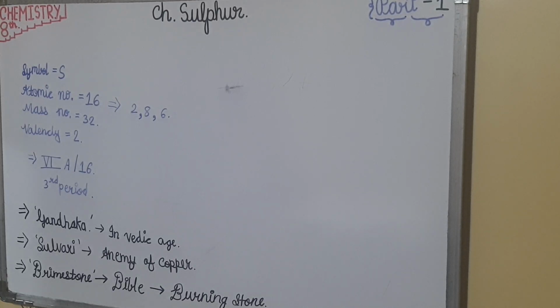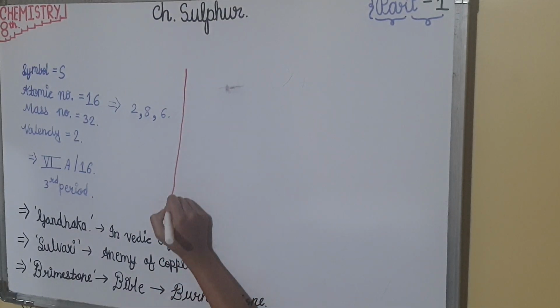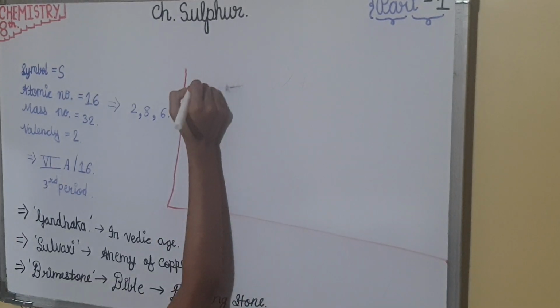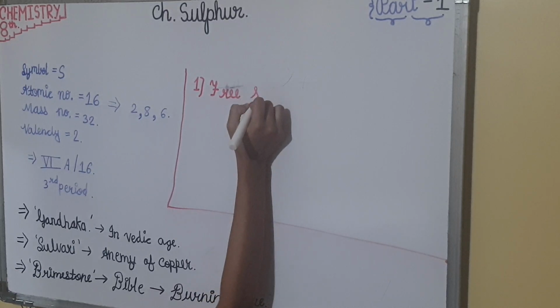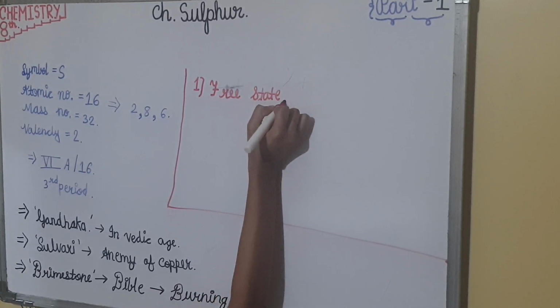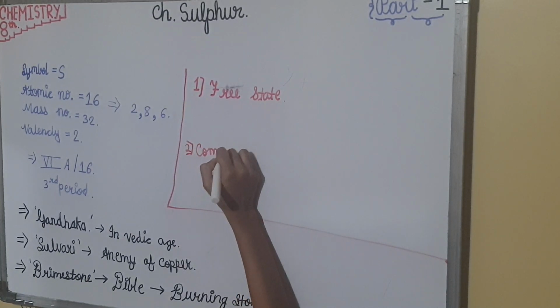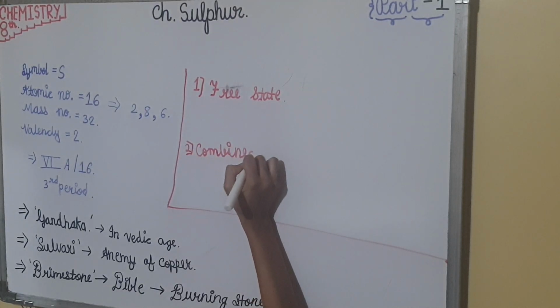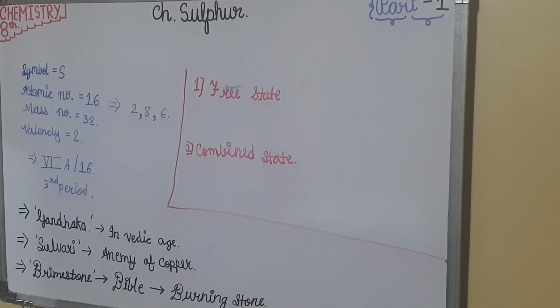So sulfur is found in two states. First is free state, second is combined state. First we'll focus on free state.